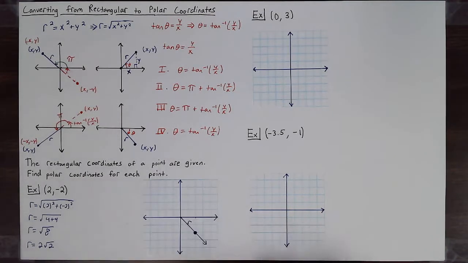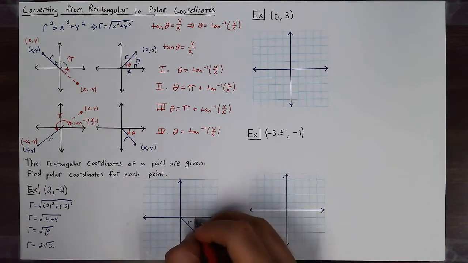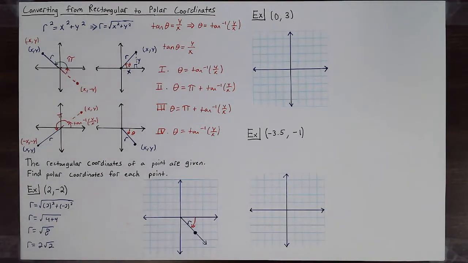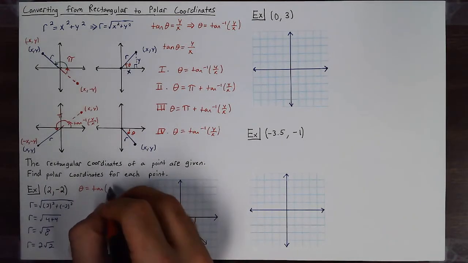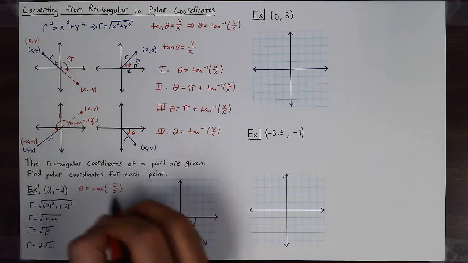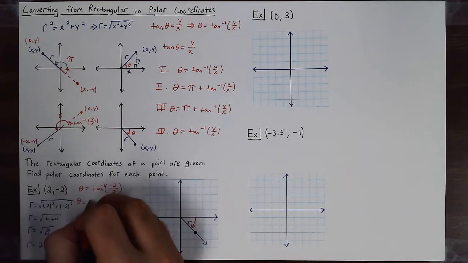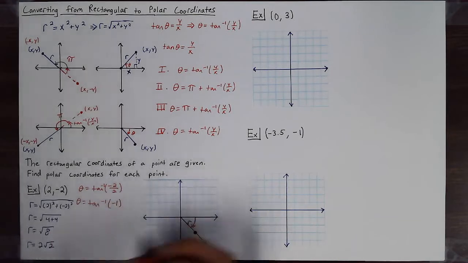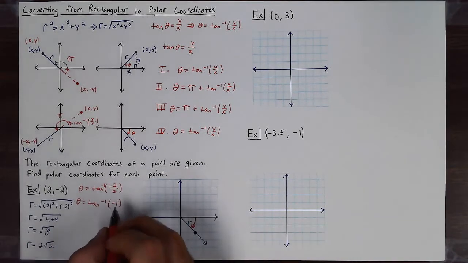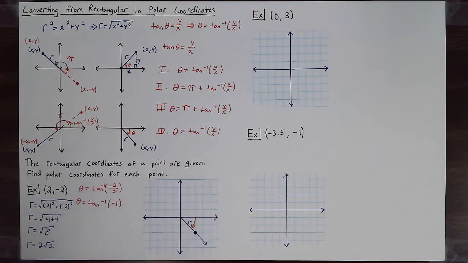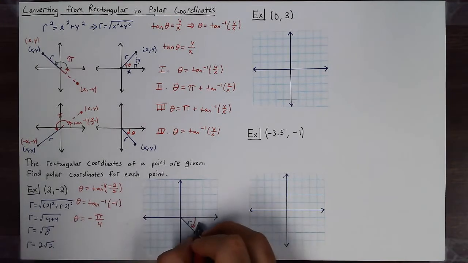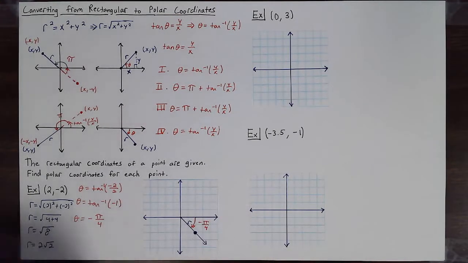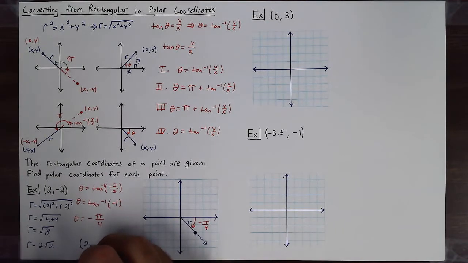Now I want to find the angle. Luckily, tangent inverse on its own already finds that angle. So theta is just equal to tangent inverse of negative 2 over 2, which gives me tangent inverse of negative 1, which is the angle negative pi over 4. That gives me a value of negative 1 for tangent. So theta is just equal to negative pi over 4. So my coordinate would be 2 square roots of 2, comma, negative pi over 4.